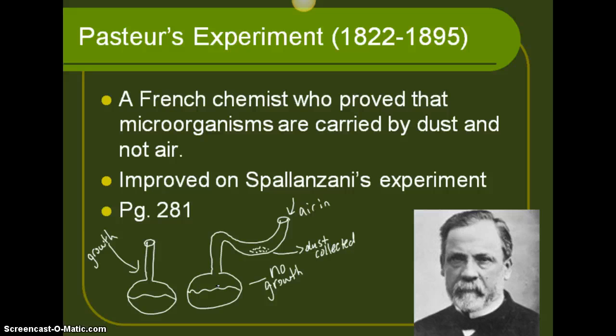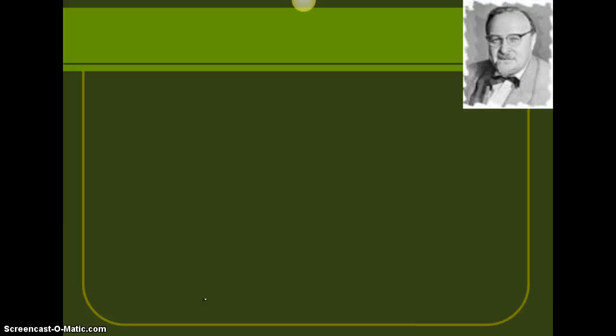Well, what he ended up doing was, after a while, he cut this top off, and so now dust could fall inside, and once he did that, he found that there was growth inside of that flask. So once he allowed the dust to fall back in, then he noticed that there was growth of organisms. So this was kind of the final proof that spontaneous generation did not happen, and instead biogenesis, life comes from living things, was occurring.